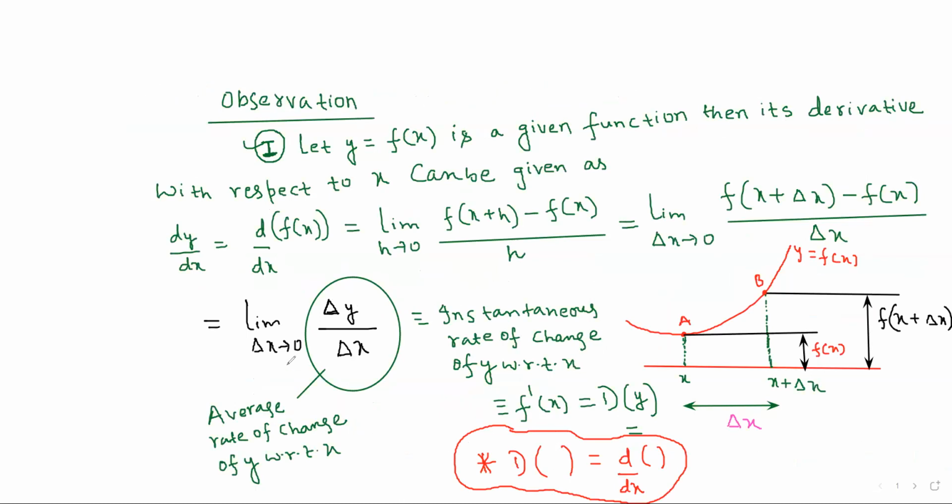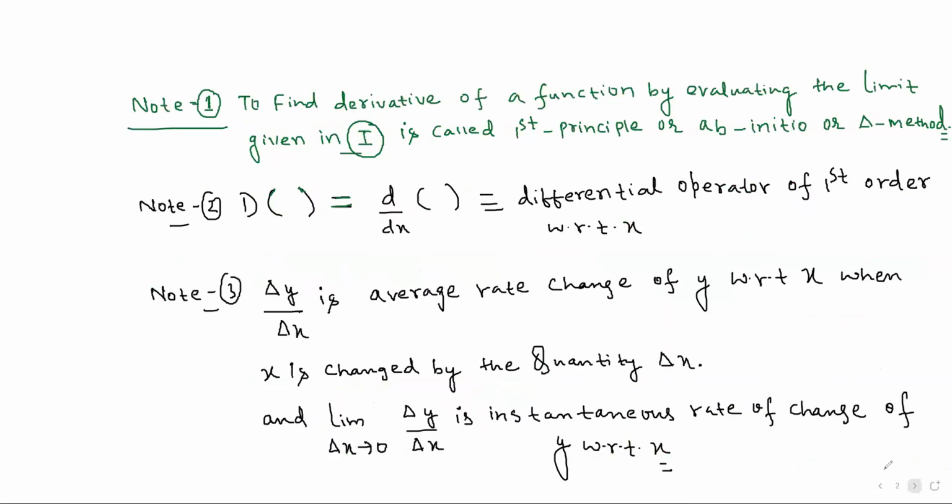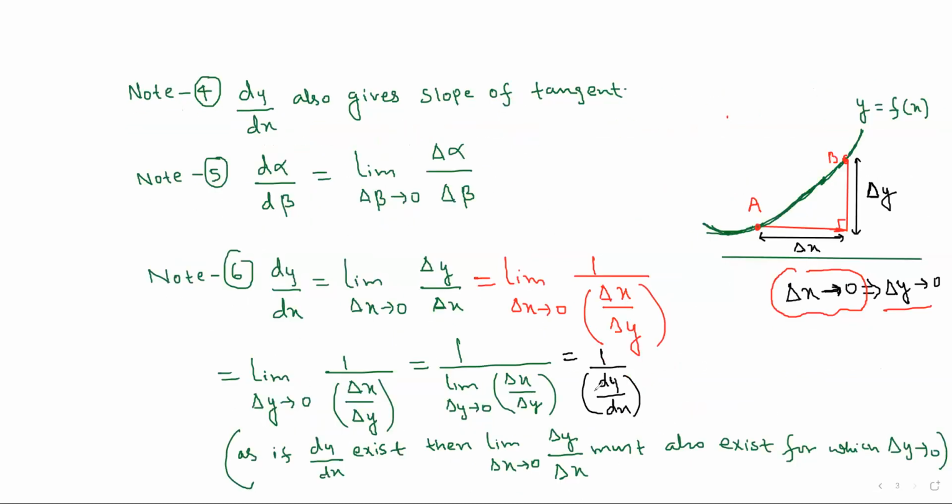Delta y upon delta x, as delta x tends to 0, is equal to dy by dx. Similarly, as delta y tends to 0, delta x upon delta y is equal to dx by dy.